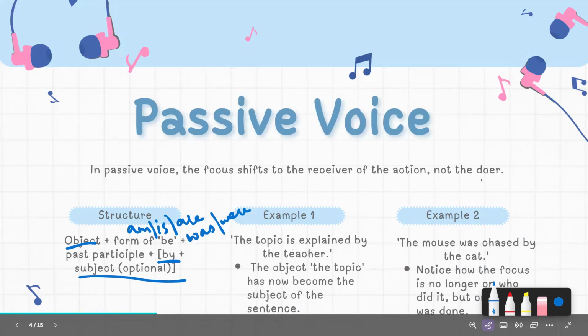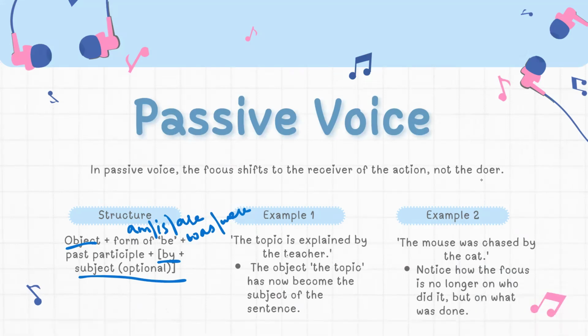For example, the topic is explained by the teacher. Here, the topic is actually the object of the sentence. Now the object, the topic, has become the subject of the sentence. Why? Because in this sentence, we are talking about the topic. But basically, the topic is not doing the action. It is receiving the action. As the sentence clearly says, the topic is explained by the teacher. Here, the subject is acting as a receiver, not a doer like in active voice.